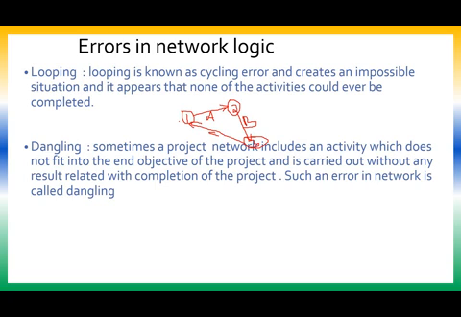Second error that we normally do is called dangling. Sometimes a project network includes an activity which does not fit into the end objective of the project and is carried out without any results related to the completion of the project. Such an error in the network is called dangling. See, this sentence maybe does not make much sense to you, but if at all I try to show it diagrammatically, then you will be able to understand.